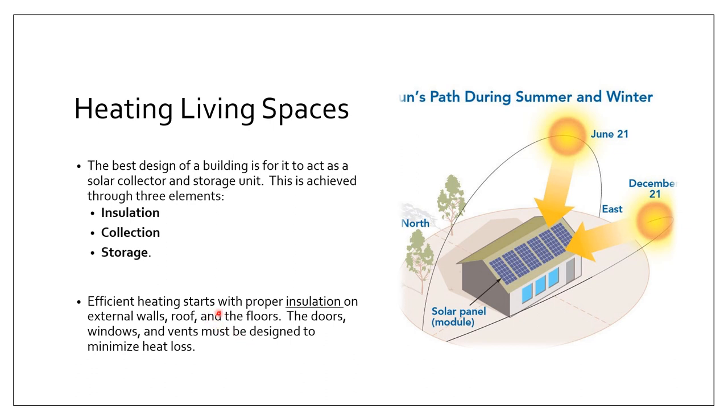Efficient heating starts with proper insulation. If your insulation is poor, then it's not going to be good because it's not going to hold the heat in. So your external walls, your roof, and your floor have got to be perfectly, or nearly perfectly, insulated. The doors, the windows, and the vents must be designed to minimize heat loss. We want the heat in; we don't want the heat to go out. Therefore, design matters.